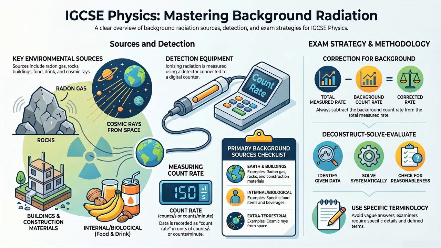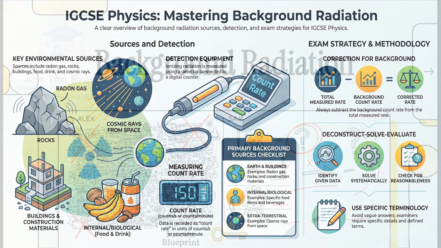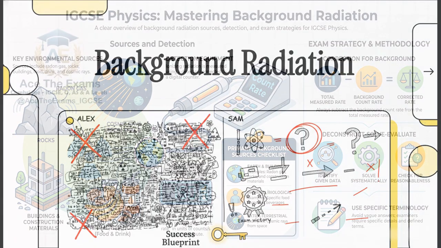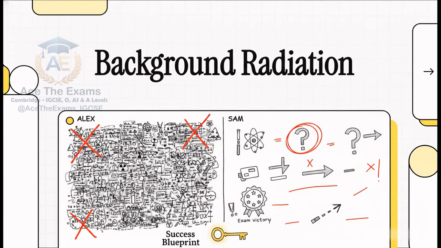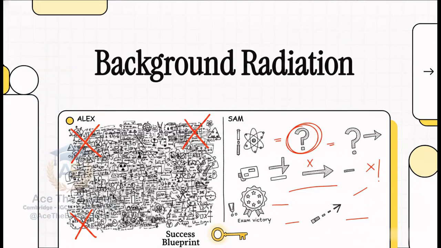Welcome to this explainer, 90 minutes to glory. That is exactly what you have when you step into the exam hall for your Cambridge physics paper. Today, we're decoding an absolutely crucial part of the Cambridge syllabus. Whether you're taking code 0625, 0651, 0652, 5054, or 9702, we are mastering the concepts of background radiation and, more importantly, the exact strategic frameworks you need to absolutely ace your exam.